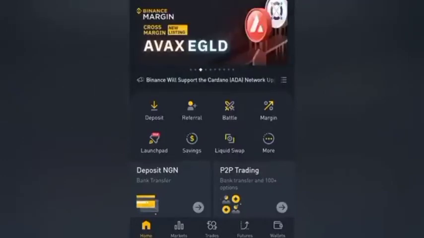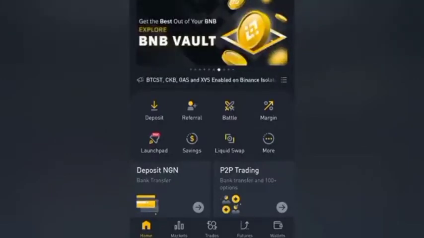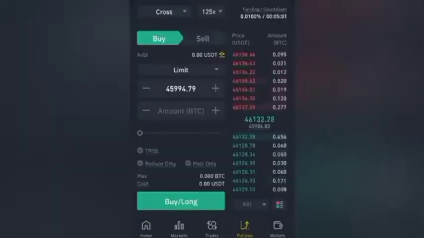Now let's start. First of all, we would have to go to the futures icon right there. You click on futures. Now this is how your futures platform will look like. I am going to show you exactly how to use this interface right here.